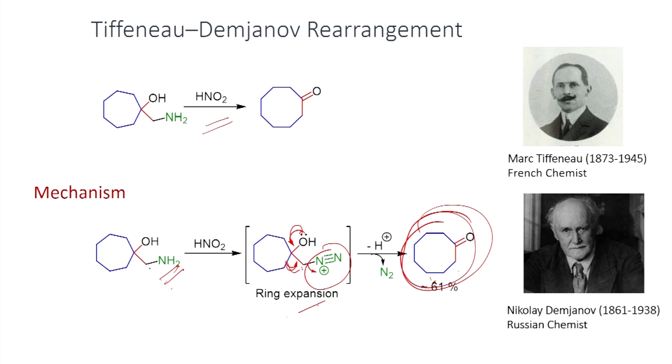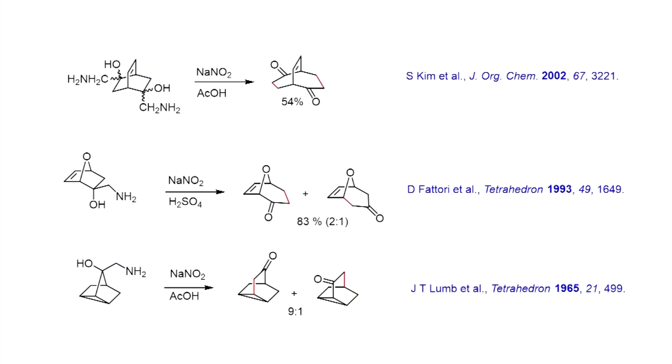Here, for example, you start with this cycloheptanol, which has this methylamine as the substituent. Once you have this one, you can make the diazonium salt. Once you form the diazonium salt, it can readily undergo intramolecular cyclization to give this cyclooctanone as a product. Here some examples are shown.